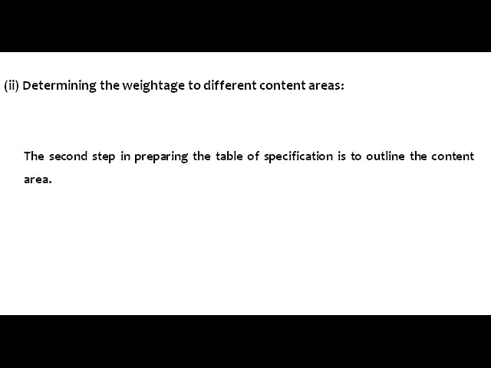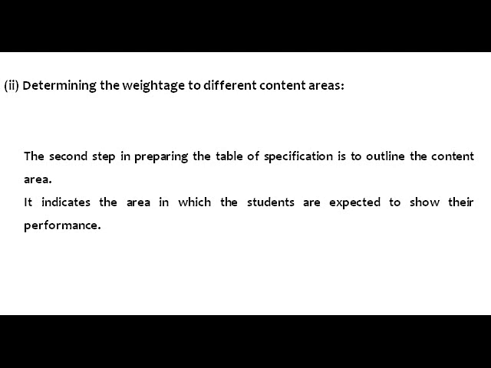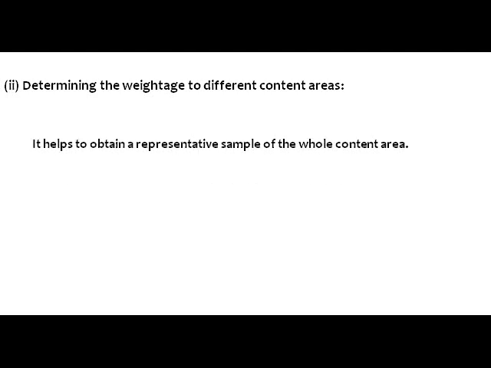Determining the weightage to different content areas. The second step in preparing the table of specification is to outline the content area. It indicates the area in which the students are expected to show their performance. It helps to obtain a representative sample of the whole content area. It also prevents repetition or omission of any unit.